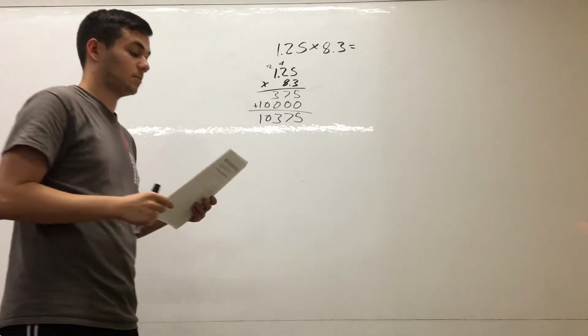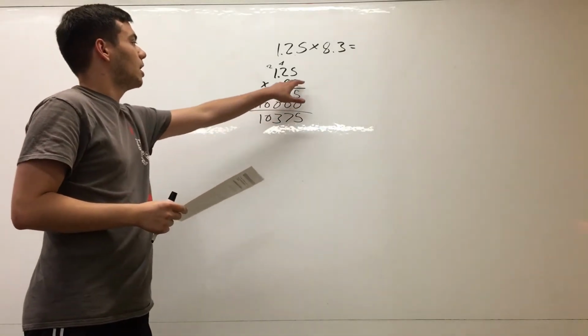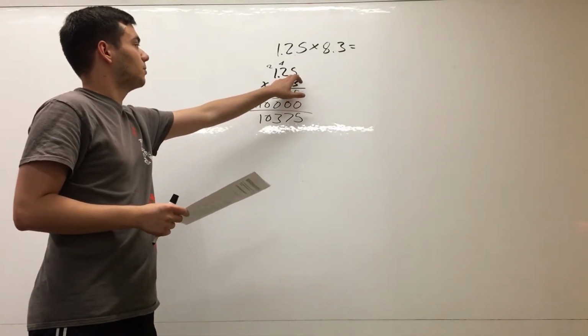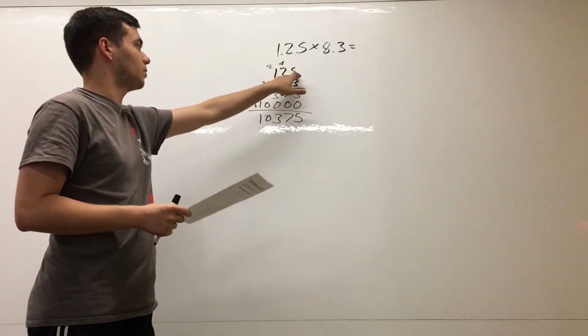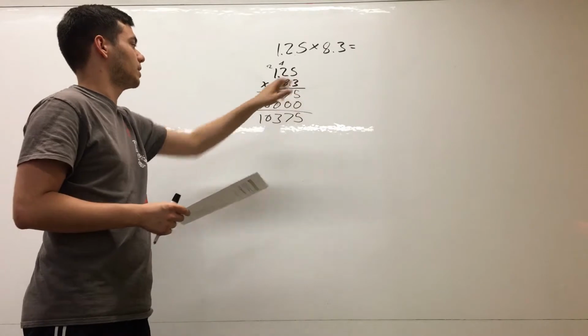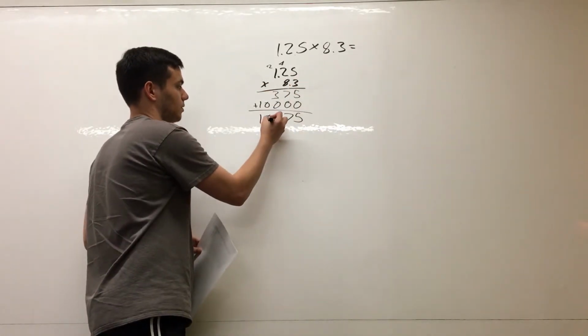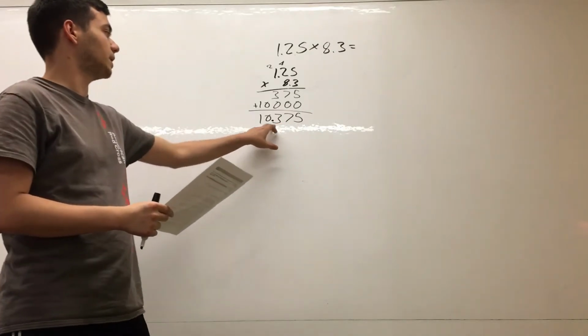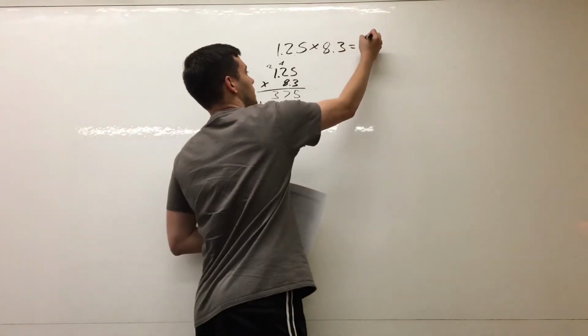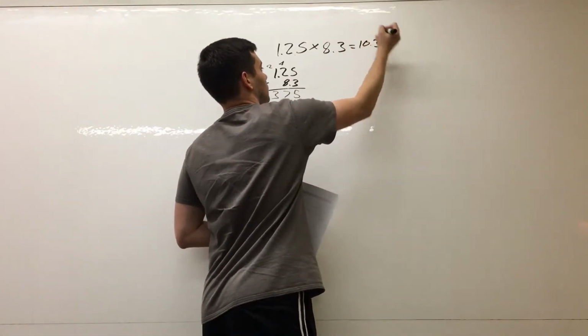Now we worry about the decimal point at the very end. So how many place values is the decimal point? 1, 2, and 1. So altogether that's 1, 2, and 3. So you move 3 places over. That's your answer. You go 1, 2, 3. So your final answer is 10.375.